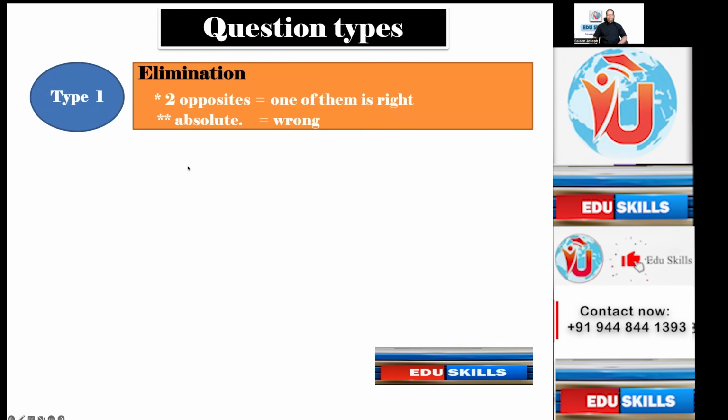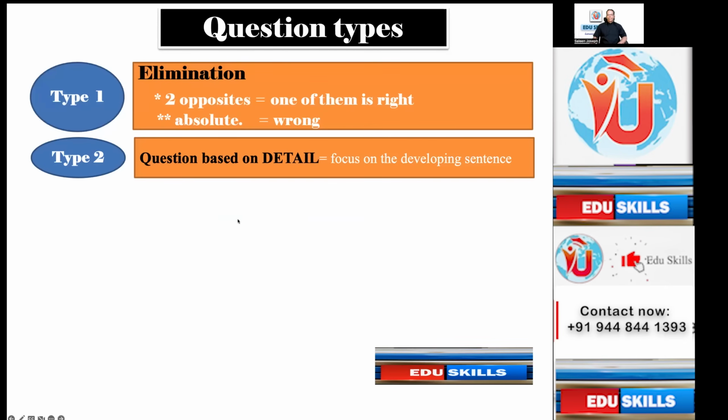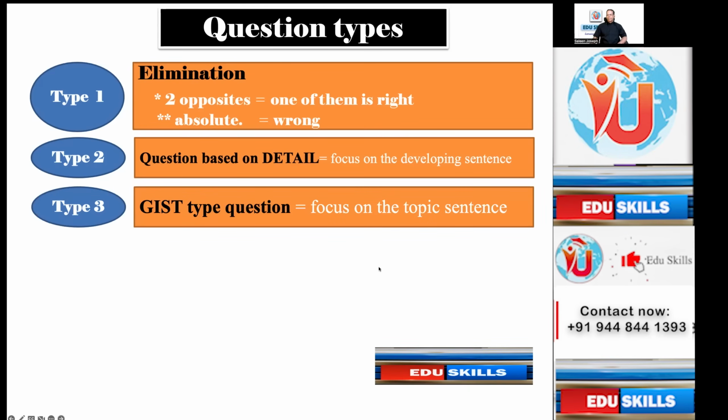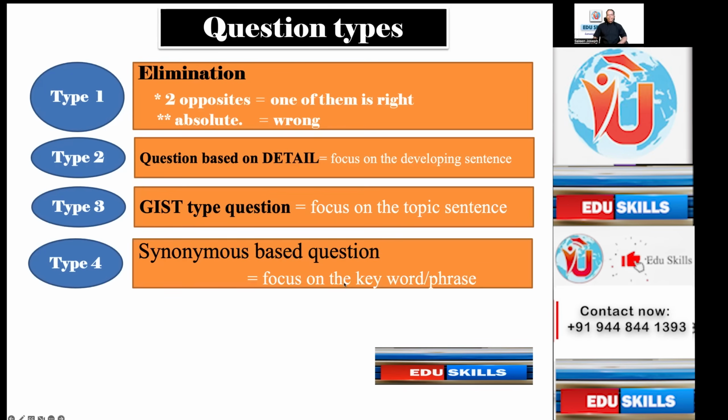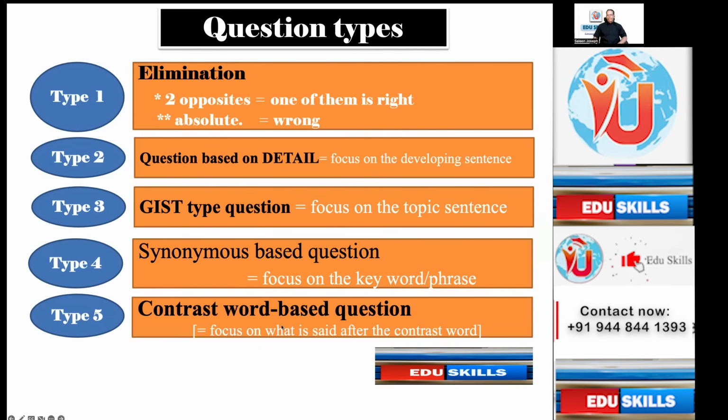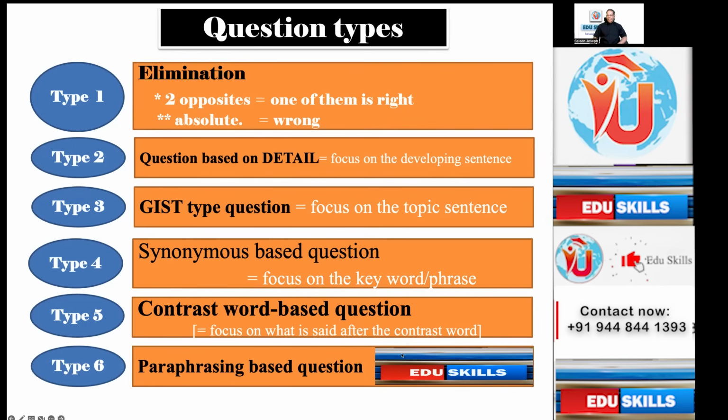Type 1 is elimination. Two opposites, one of them is right, absolute wrong, that you have learned in our elimination method session. Type 2 question based on details, where we focus on the developing sentence. Type 3 gist type question, focus on the topic sentence. And type 4 synonymous based questions, focus on the keyword or phrase. And contrast word based question, focus on what is said after the contrast word. And 6 paraphrasing based questions. There are other types as well, but we will not be able to deal all the questions together.